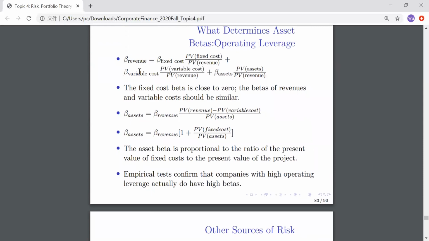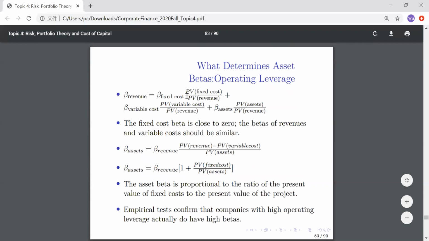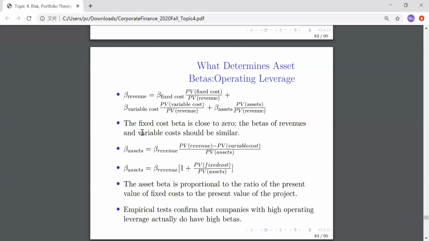Now we can calculate the beta of each component here. Beta of the revenue should be equal to beta of the fixed cost times its proportion, plus beta of the variable costs times its ratio, plus the asset beta times its ratio. Now here the fixed cost beta equals 0 because it's a fixed investment. It doesn't change with the market, because it's a fixed number. And the beta of the revenue and the variable cost should be similar, because they move with the conditions of a company's business.